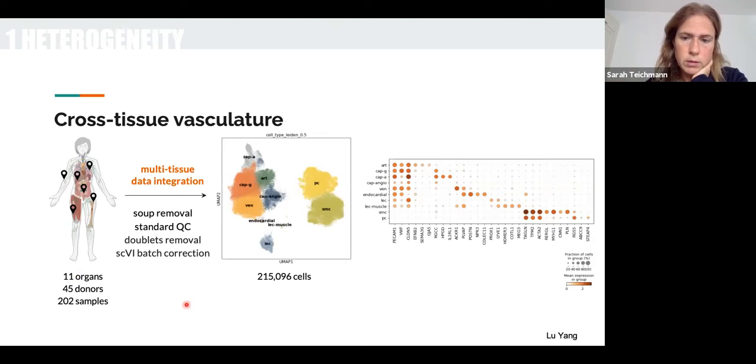And this obviously has various technical challenges from a computational point of view, given the complexity and size of the data, and they include removal of ambient RNA or soup, standard quality control, removal of doublets, batch correction, and correcting for technical noise, but maintaining biological noise. This is obviously a huge challenge, and homing in on the vascular cells, leaving about 200,000 cells.